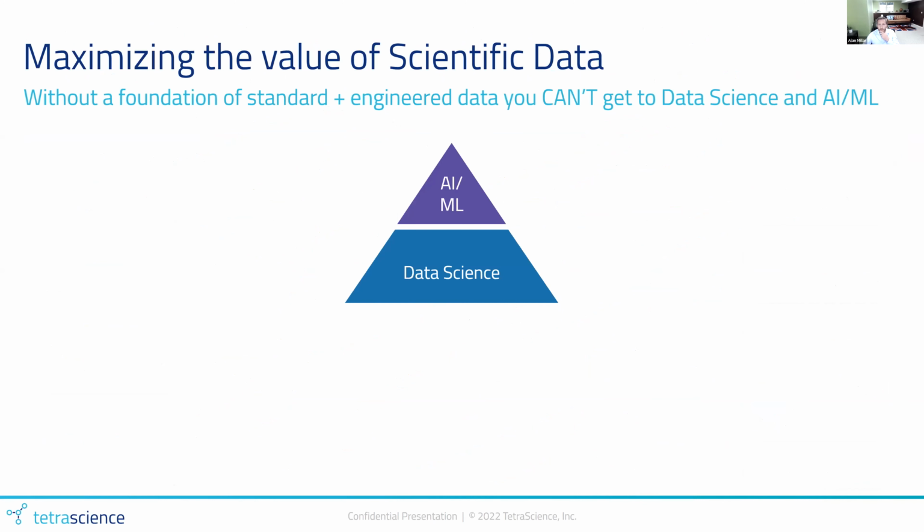The core theme here is that if we do want to maximize the value of that scientific data, and if we want to go on and do things such as AI and ML or even data science, that's only possible if you have the foundation of your scientific data being both available and in the correct format, available to be used for that purpose. So we know that ultimately we want data to be FAIR: findable, accessible, interoperable, and reusable.